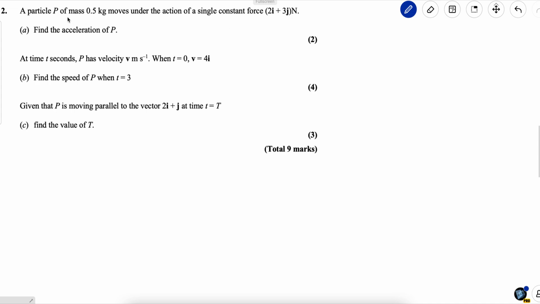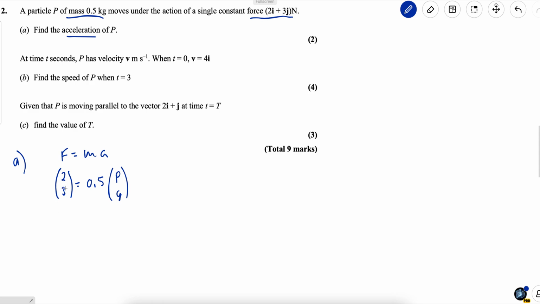A particle of mass 0.5 kilograms moves under the action of a single constant force, which is a two-dimensional vector. Find the acceleration. So I'm going to use force equals mass times acceleration, and I'm going to do this in column vector format. So F equals ma, force is 2i, 2 in the i direction, 3 in the j direction, mass is 0.5, and acceleration we don't know, so I'm going to call that just p and q.